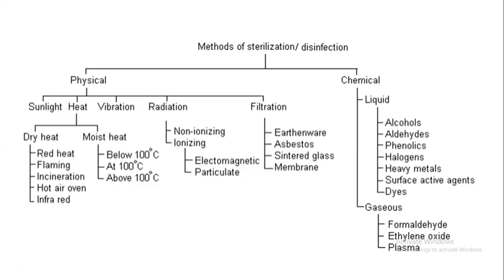So this chart talks about what are the various methods for chemical and physical sterilization and disinfection. Physical methods can be broadly categorized into heat-based methods, which are commonly used, which includes dry heat and moist heat sterilization. Dry heat sterilization is further categorized into red heat, flaming, incineration, use of hot air oven and infrared, while moist heat sterilization makes use of three different temperature ranges: below 100 degrees, at 100, and above 100 degrees for moist heat sterilization.